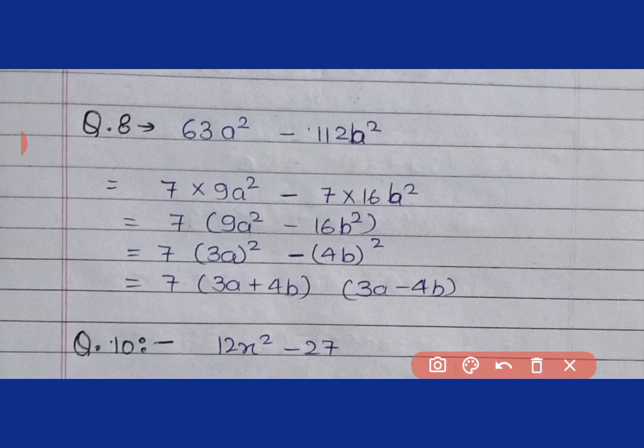So 7 in form of 7 I have written 7 into 9a square minus 7 into 16b square. As you know that 7 will go outside, and we can write here 9a square, 7 taken as a common, and we will write here 9a square minus 16b square. As you know that 9 is the square of 3, so we can write here 3a whole square, and 16 is the square of 4, so it can be written in the form of 4b square. So in the first bracket we will write 3a plus 4b, and in the second bracket we will write 3a minus 4b.